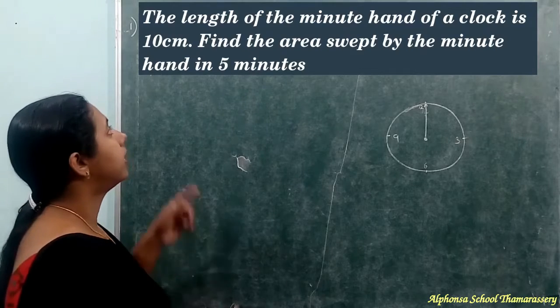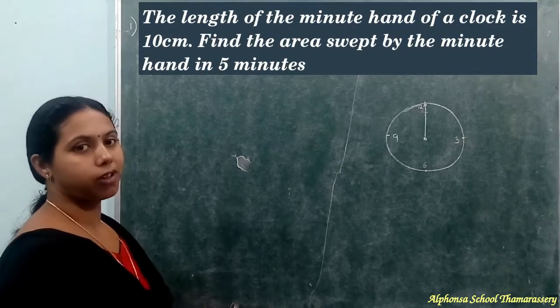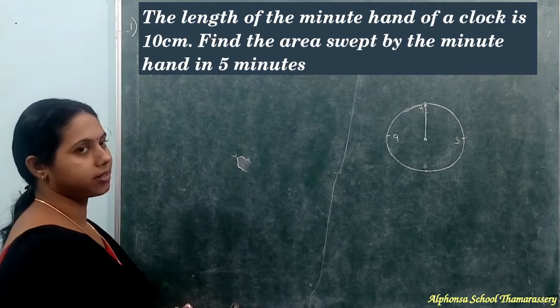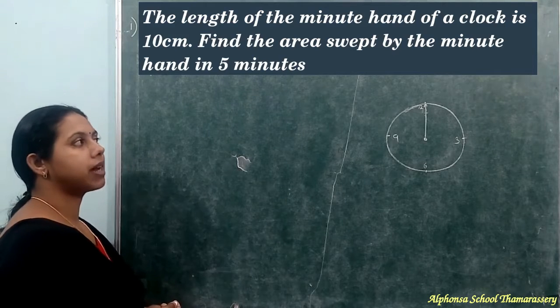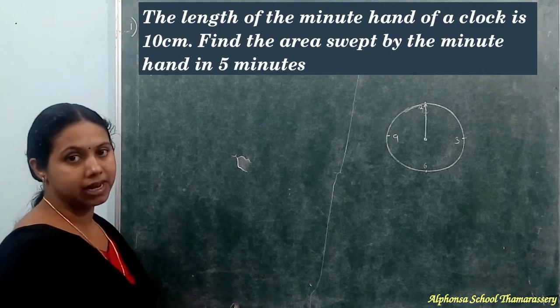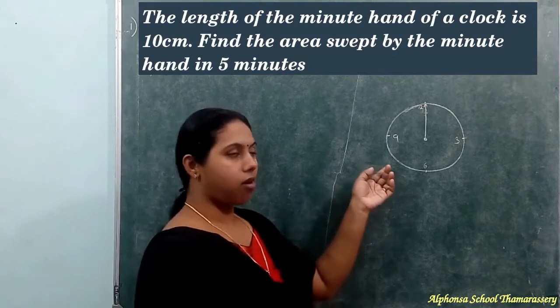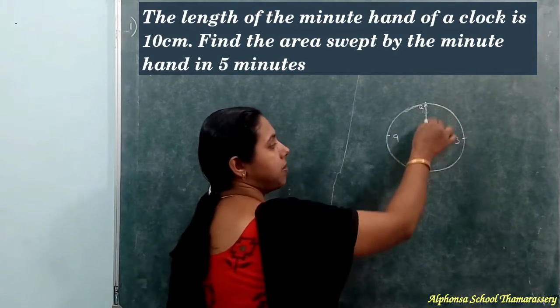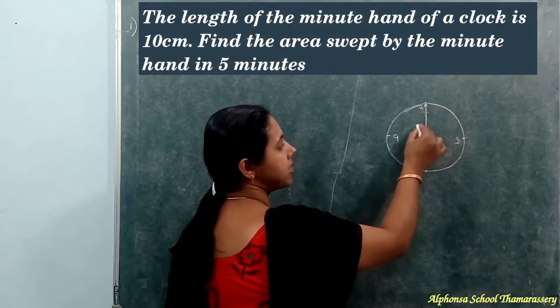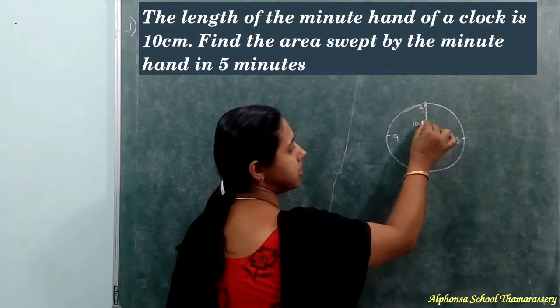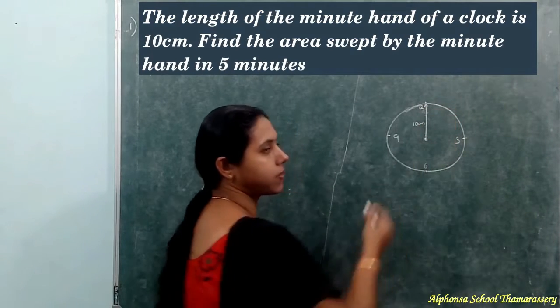See the question. The length of the minute hand of a clock is 10 centimeter. Find the area swept by the minute hand in 5 minutes. So, in this clock, this is representing a minute hand. The length of the minute hand is given as 10 centimeter. That means that is the radius of the circle.